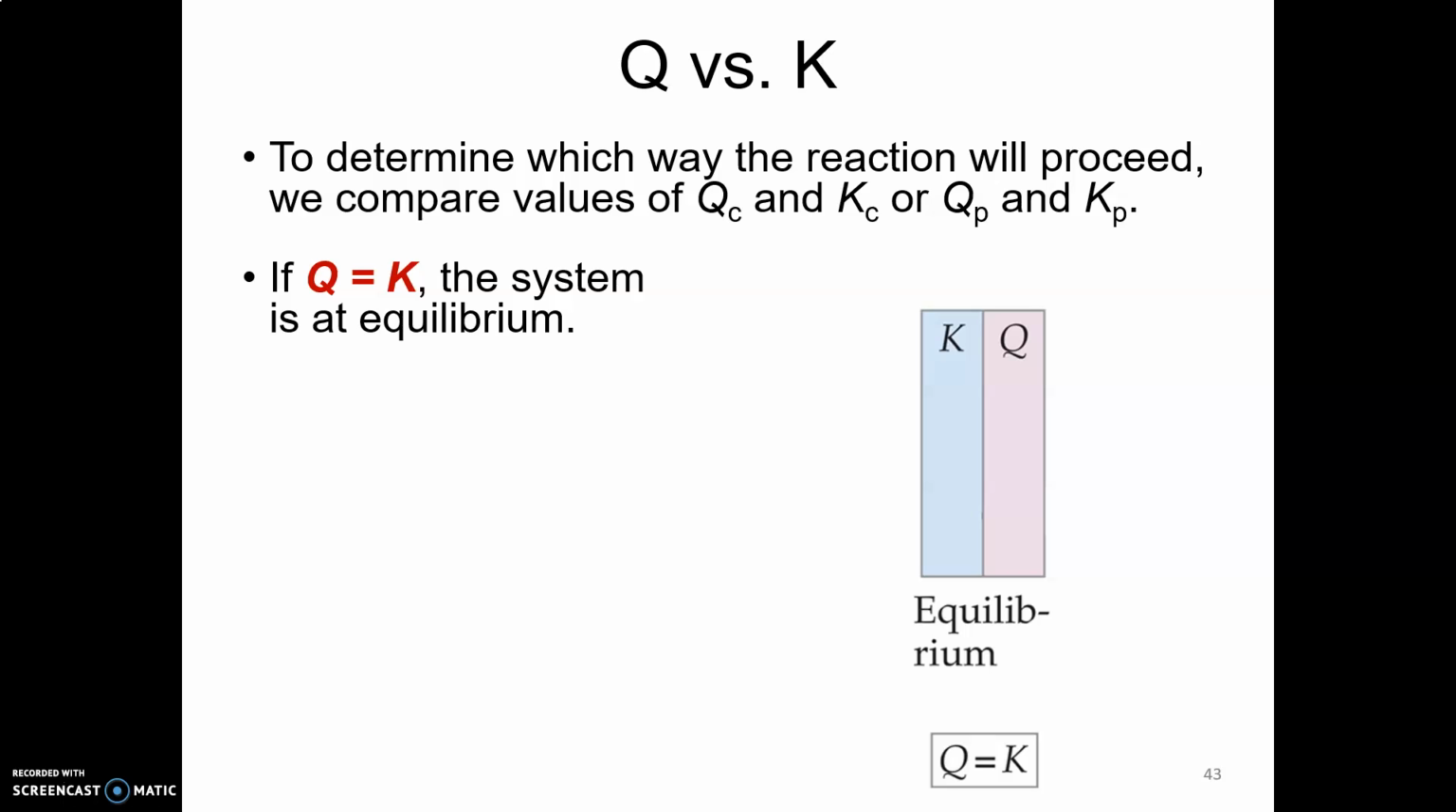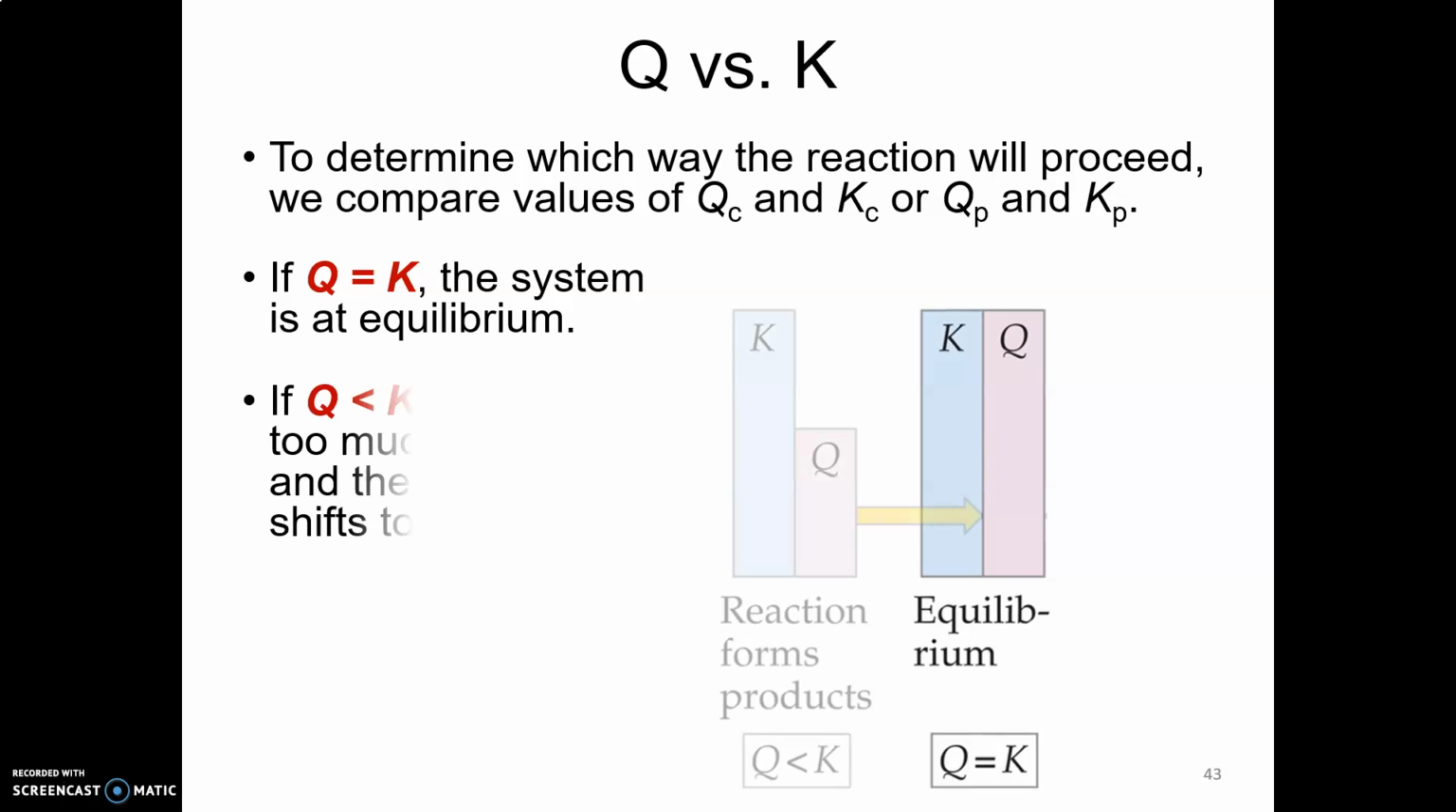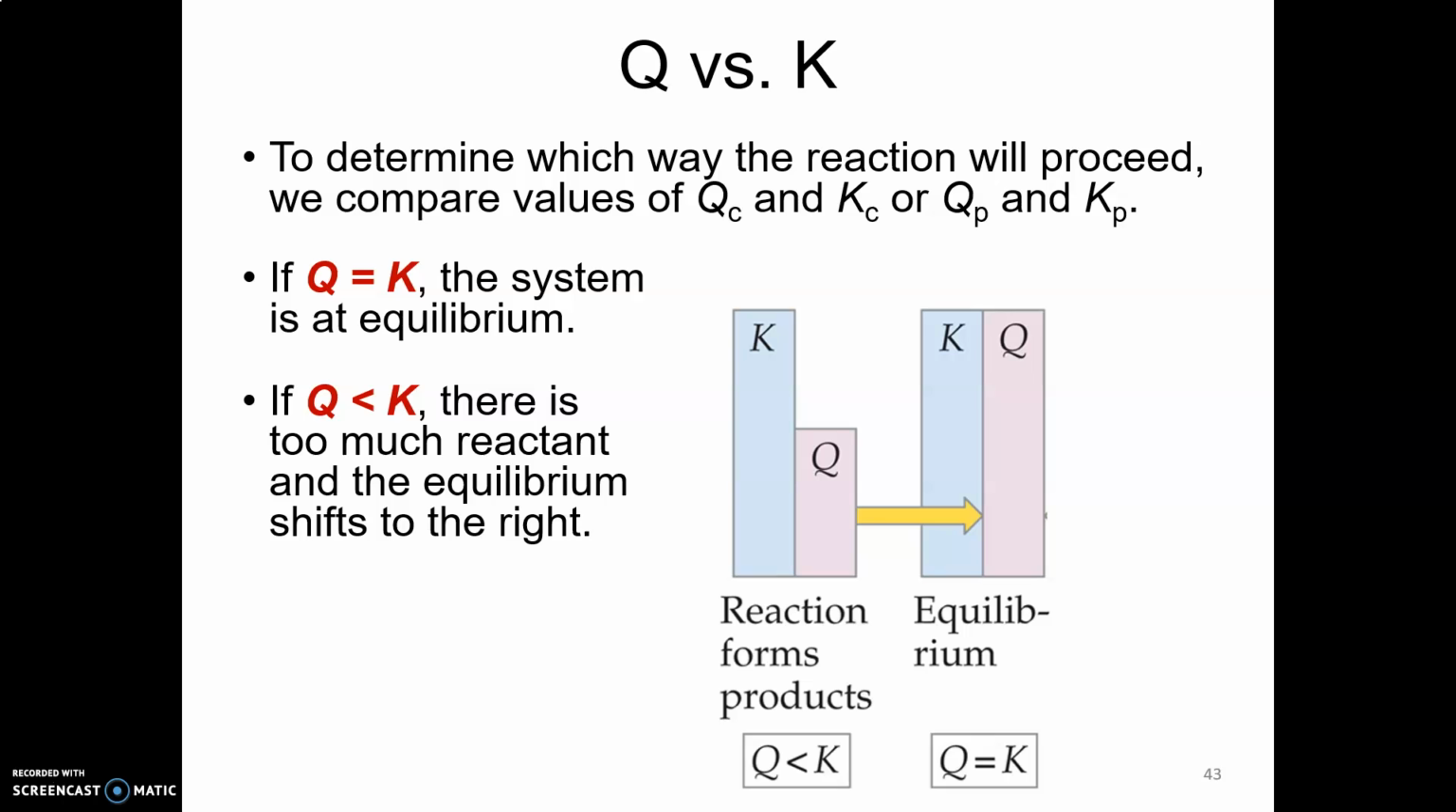But what about if Q is less than K, right? If Q is a small number, then that means it mostly has reactants, right? Because remember, it's products over reactants. And if you're taking a small number and dividing it by a big number, meaning you have mostly reactants, that's going to be a small number, right? But if Q is getting bigger, then what's happening? That means your numerator is going up and your denominator is going down. So if Q is less than K, then the equilibrium is going to shift to the right towards the production of more products.